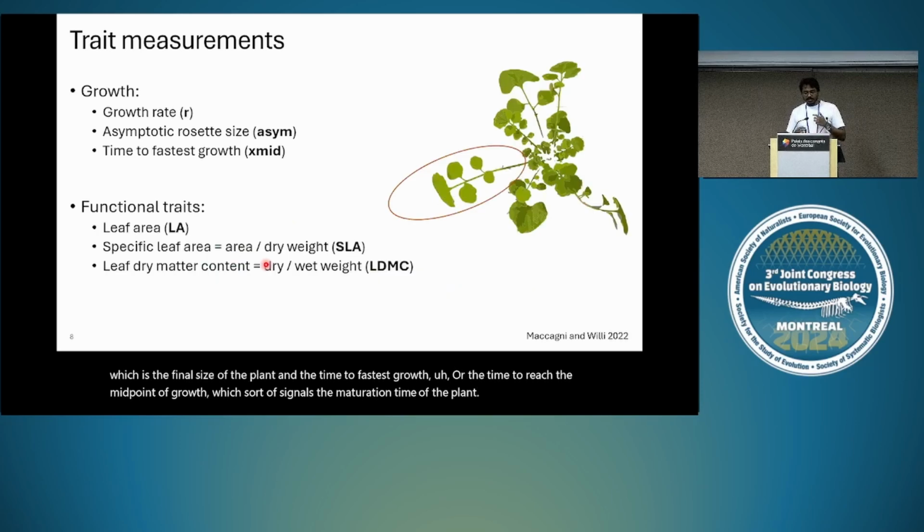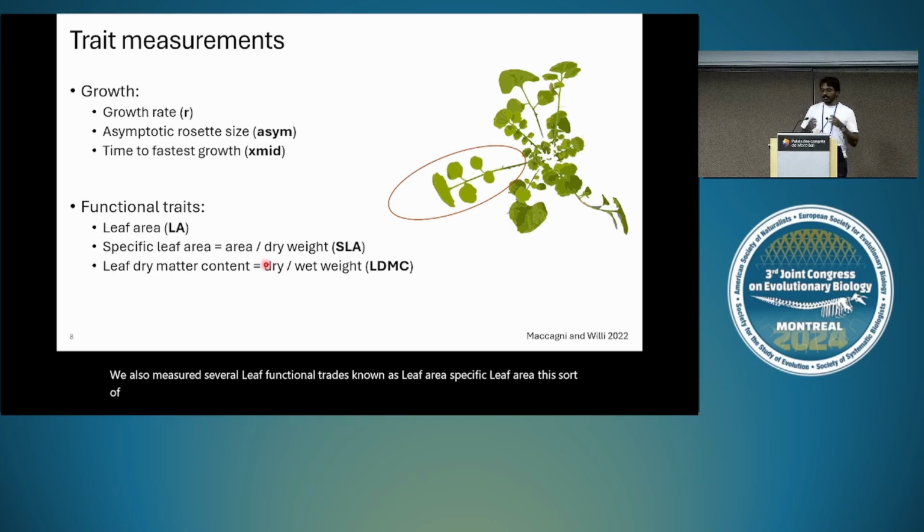We also measured several leaf functional traits, known as leaf area and specific leaf area. This signals the amount of leaf built up per unit resources, such as carbon. And then leaf dry matter content, which is the ratio of dry and wet weight of a leaf.